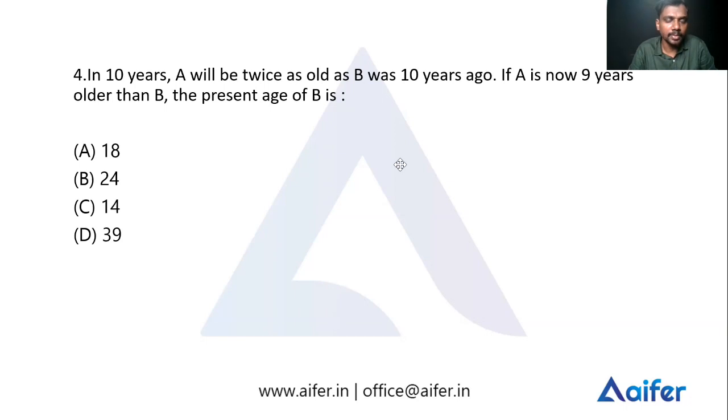Okay, so coming back to the question. In 10 years, A will be twice as old as B was 10 years ago. If A is now 9 years older than B, the present age of B will be. That's the question. Try to do the question. I will give you a few seconds. This question also, you can do the same pattern as we have done in the last question, but there are some small twists in there. It's not exactly the same as the last question. The basic concept you can resolve by using the last type of question, but there are some differences in this particular question.